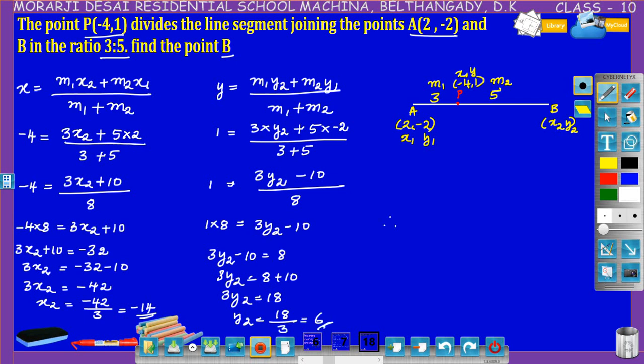Therefore, point B, what we have taken as x2 comma y2, that is x2 is minus 14 comma y2 is 6. So B is minus 14 comma 6.